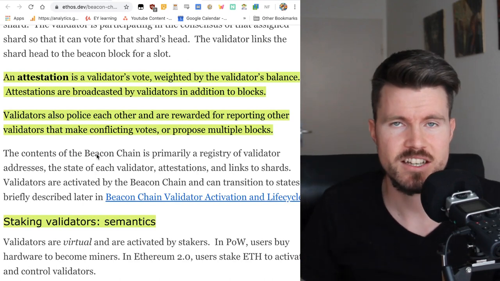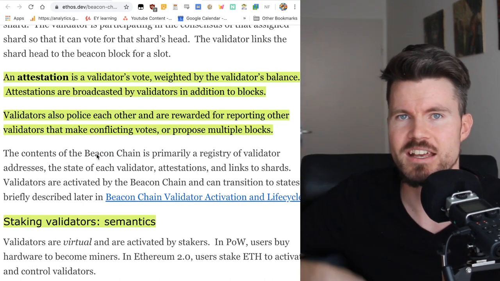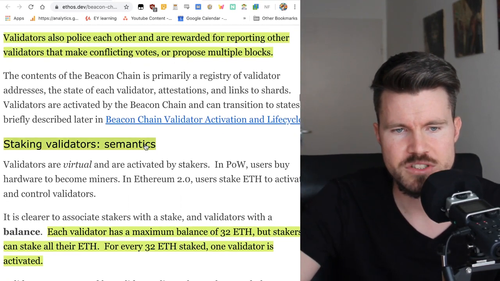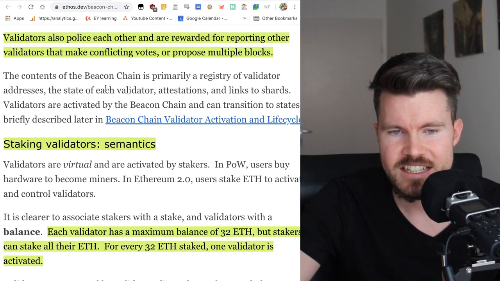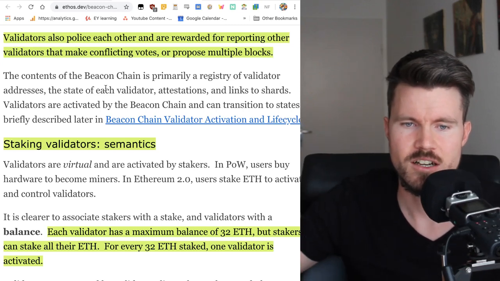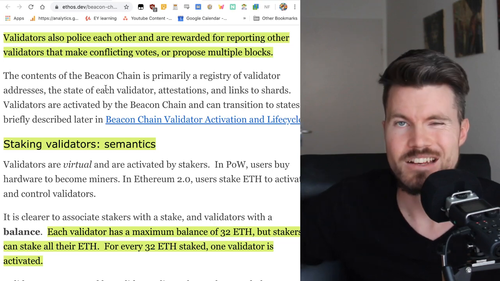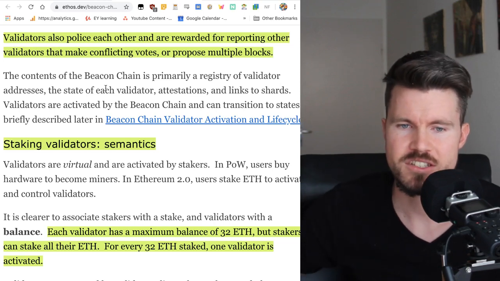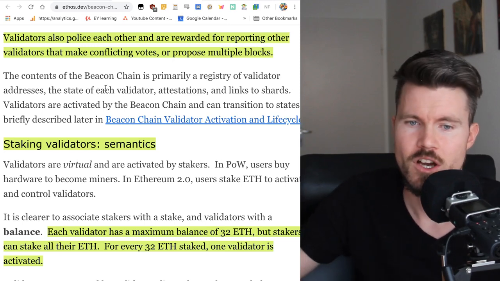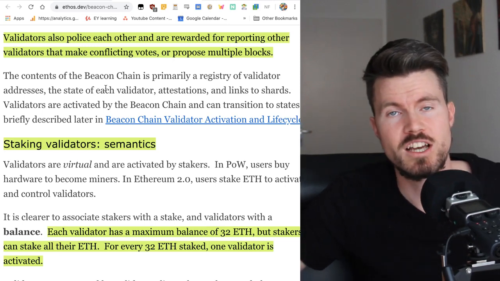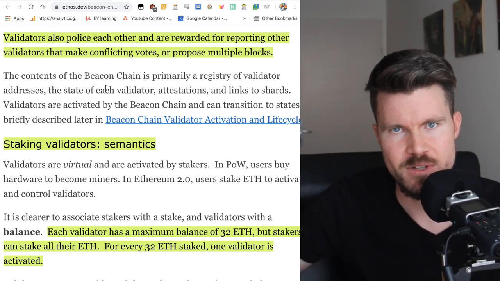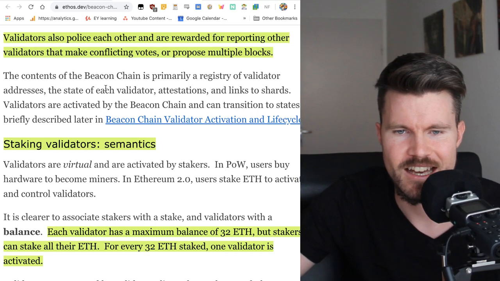So these attestations, these votes, are broadcast by validators in addition to other blocks. And one important aspect of the validators is that they also make sure that other validators are playing fair, not doing anything maliciously, and they will report other validators that make conflicting votes or propose multiple votes. I'll talk about penalties later on. I didn't make a video about it, you can check it up here, but I'll talk about penalties again.